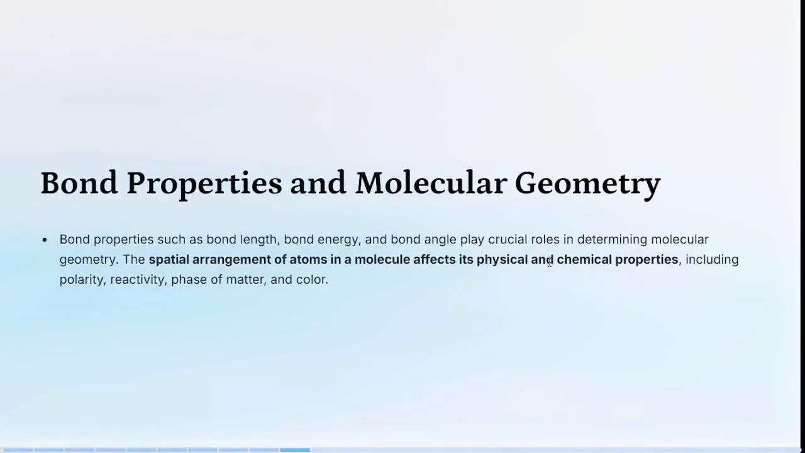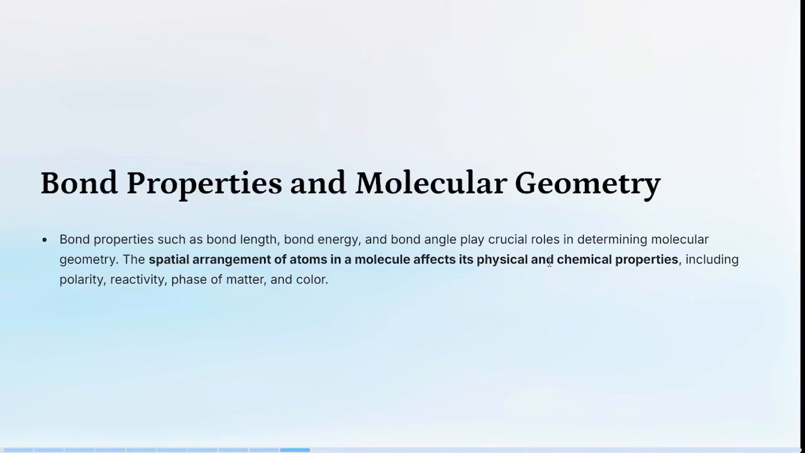Bond characteristics, or properties, such as bond length, bond energy, and bond angle, tend to play crucial roles in determining the molecular geometry of atoms and molecules.